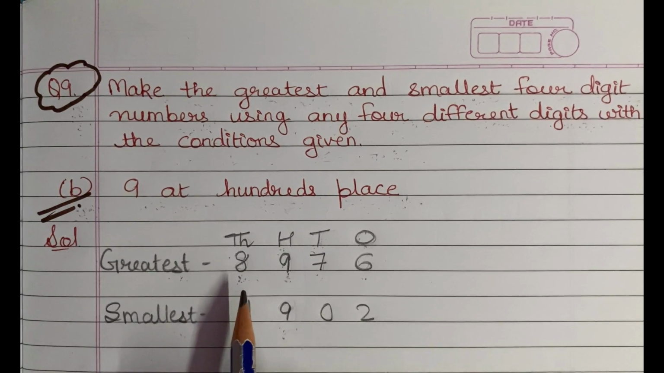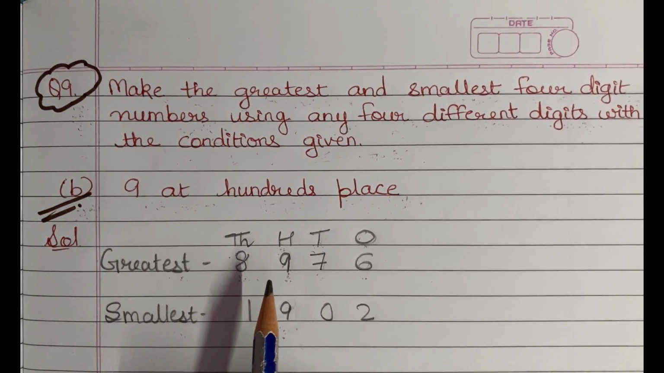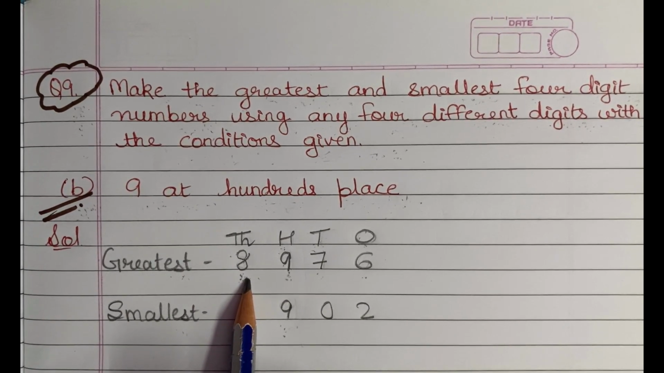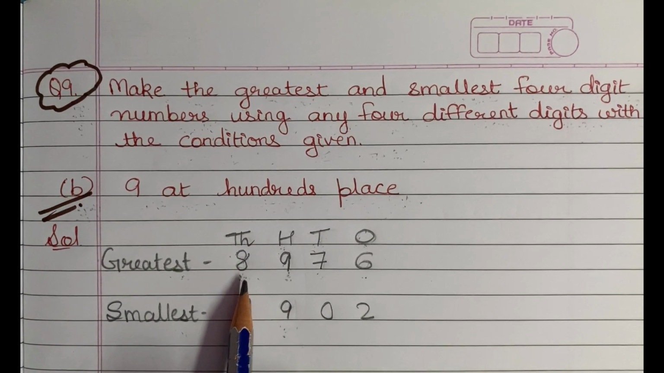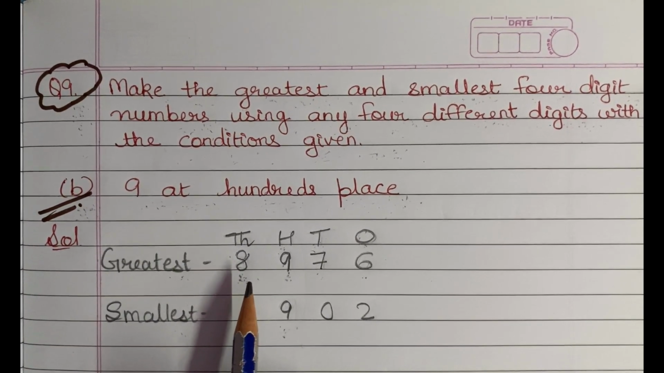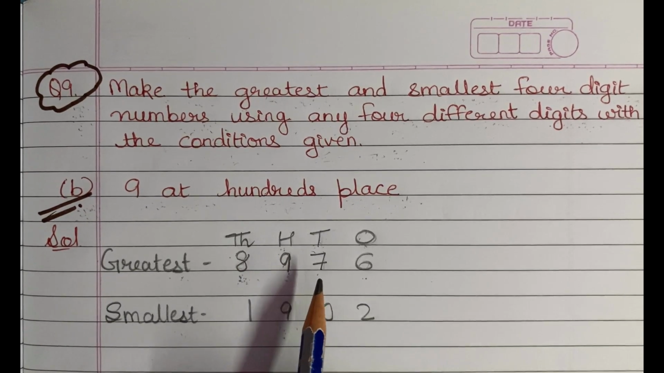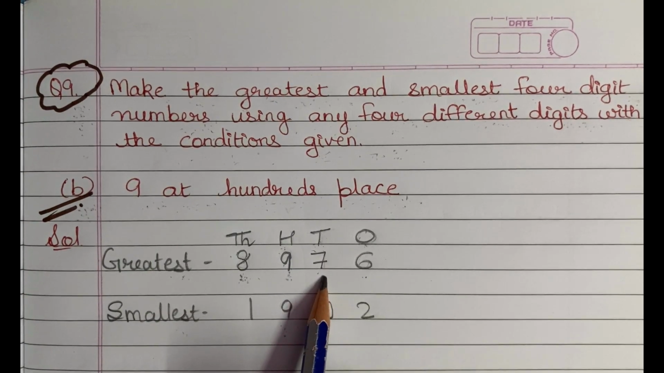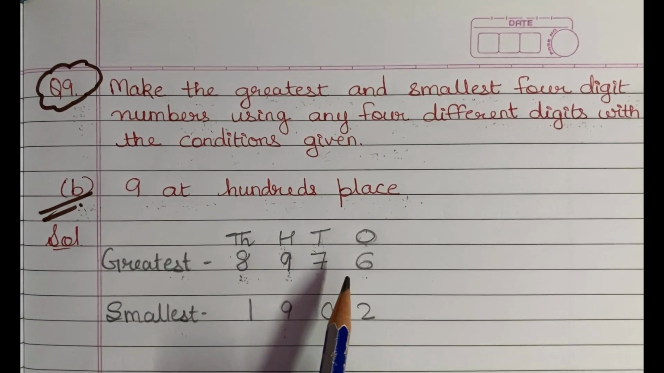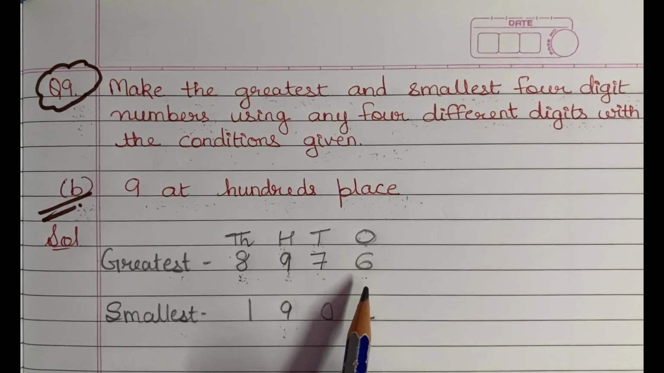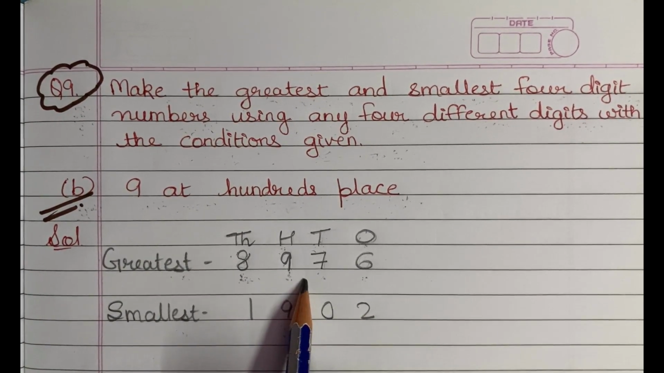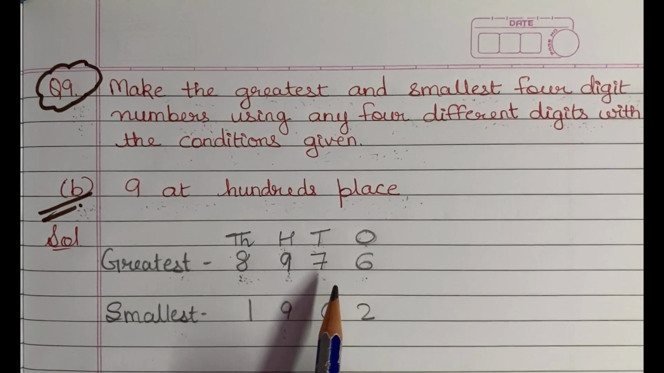So in order to write the greatest 4-digit number, the digit at the thousands place should be the greatest of 1 to 8, and the greatest of 1 to 8 is 8. So at thousands place we will write 8. Also no digit can be repeated, so we are left with 1 to 7, and the greatest of 1 to 7 is 7. So at the tens place we will write 7. Now we are left with 1 to 6, and the greatest of 1 to 6 is 6. So at the ones place we will write 6, and on writing this we will get 8,976 as the greatest 4-digit number.